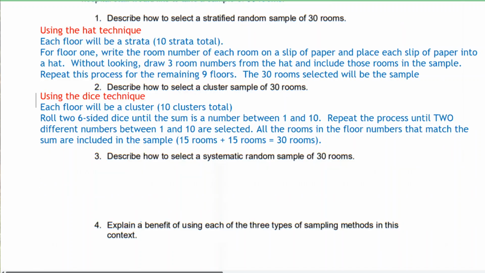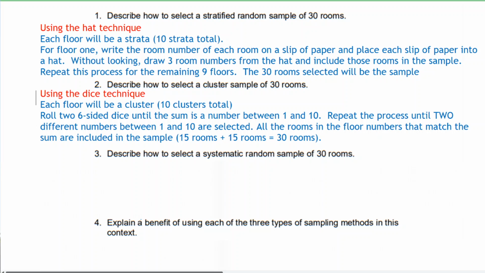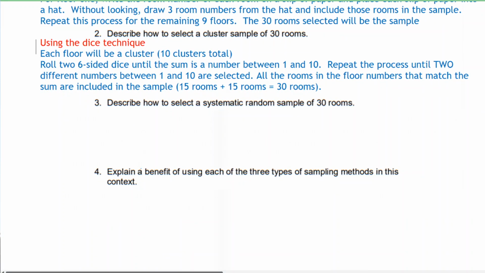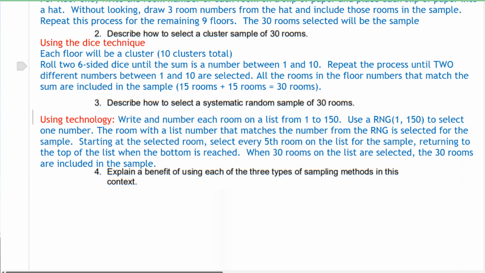Next, we're going to use a simple systematic random sample for 30 rooms. Now, how do we do this? Well, all we really need to randomize is where we start. So, using technology, we're going to write a list with each room number from 1 to 150. 10 floors, 15 rooms from each floor. That's going to be 150 rooms on a list.